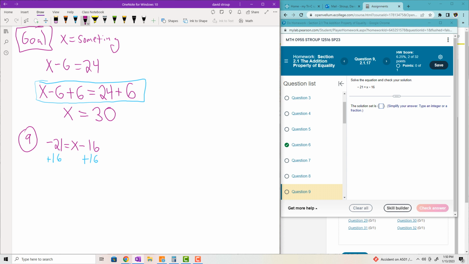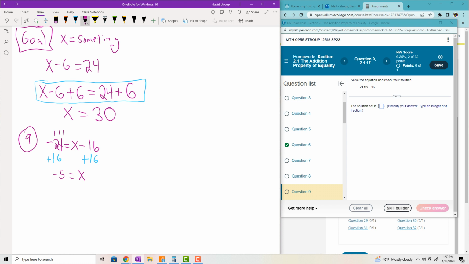So on the left, negative 21. Let's go ahead and do a little bit of arithmetic here. So negative 5. And then on the right, negative 16 plus 16 is 0, so you're just ending with the x. So the answer is negative 5.